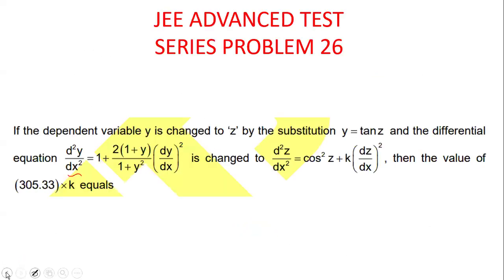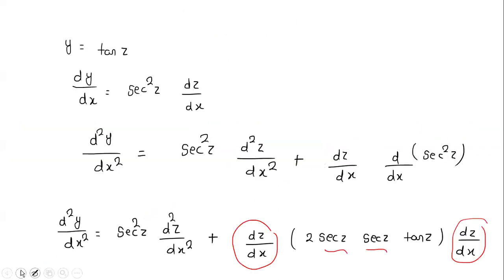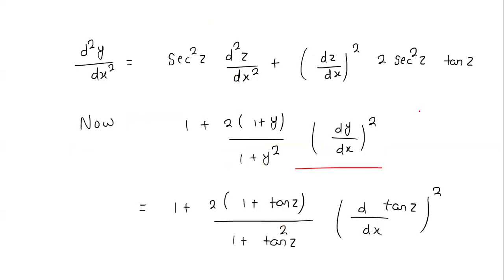Now the other thing given in this differential equation is d2y by dx square equal to 1 plus 2 times (1 plus y) divided by (1 plus y square) times dy by dx whole square. So now let's simplify this after substituting y is equal to tan z. If you substitute y is equal to tan z, this will become 2 times (1 plus tan z), and here 1 plus tan z whole square, and here you will get d by dx of tan z, and this whole thing whole square.